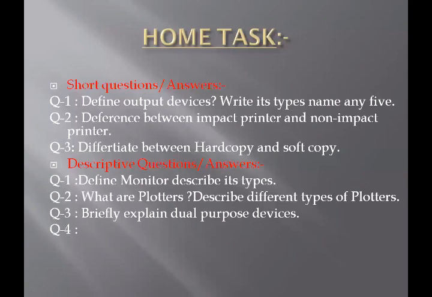For example, the disk drive and the CD writer. CD is the abbreviation of compact disk. The first one is the disk drive and the second is the CD writer.